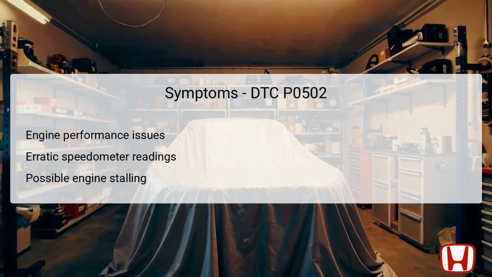Symptoms associated with DTC P0502 typically arise from the disruption in speed signal transmission. Engine performance issues may manifest, causing the vehicle to behave erratically during acceleration or deceleration. Additionally, you may encounter erratic speedometer readings. The speed displayed may become inconsistent, leading to driver confusion.